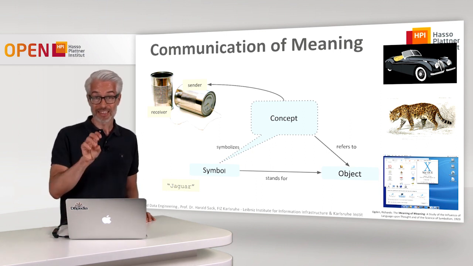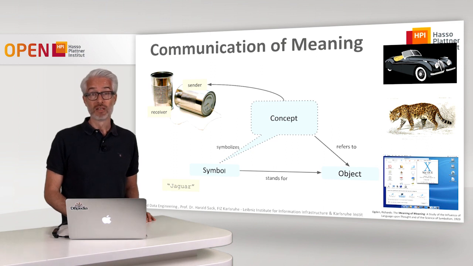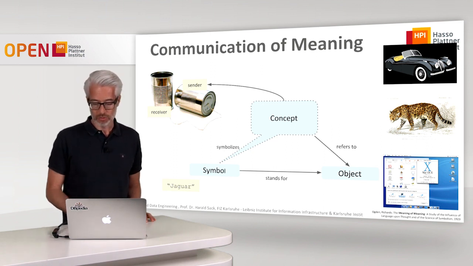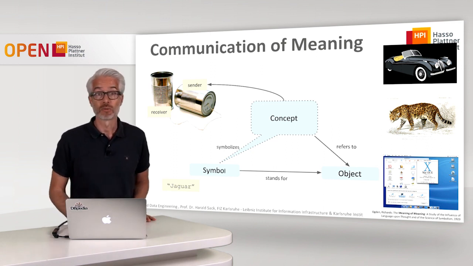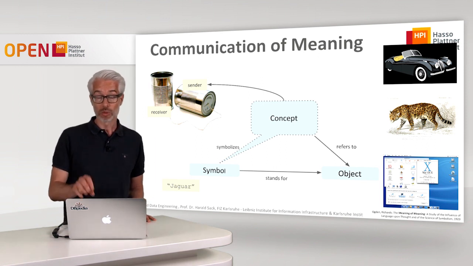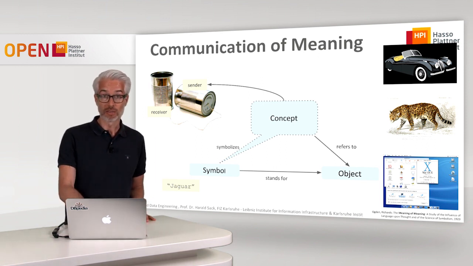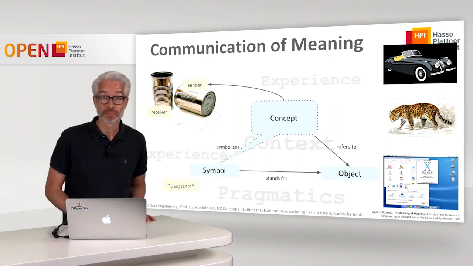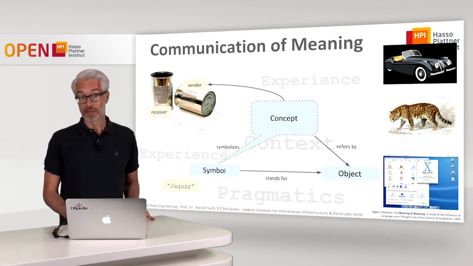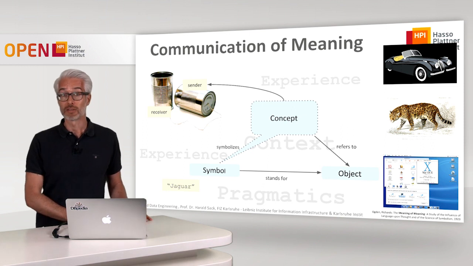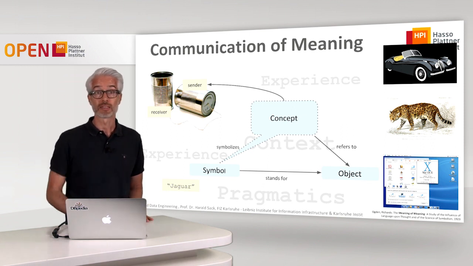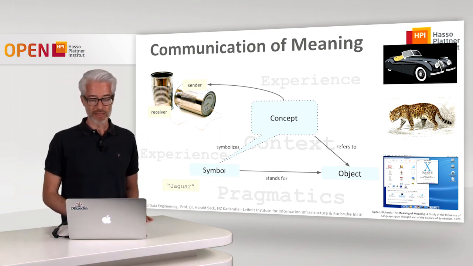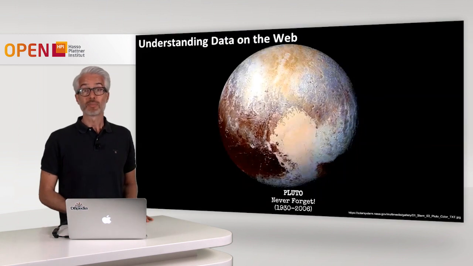So this is the essence of this process of understanding by Ogden and Richards, and this dates back to 1923. And we will come back to that several times in the course of this lecture. And of course, successful communication then depends on the context, on pragmatics, and on experience, as we have already said. Okay, let's get back to some examples.